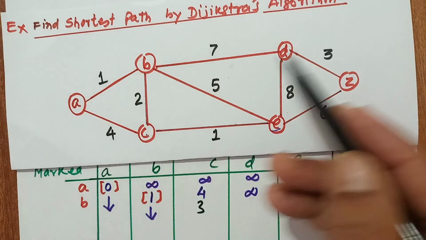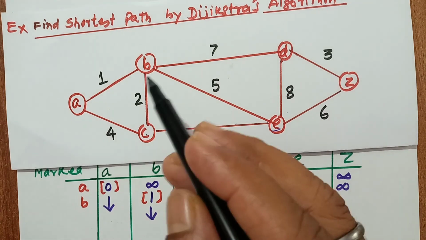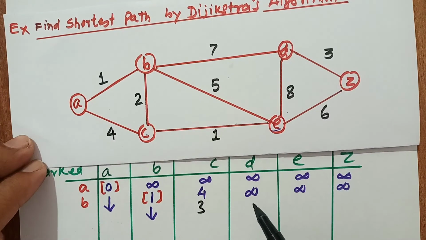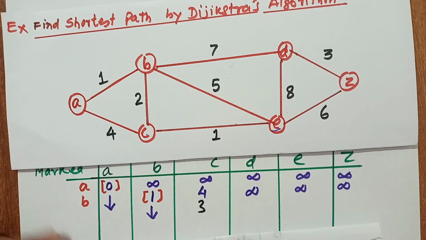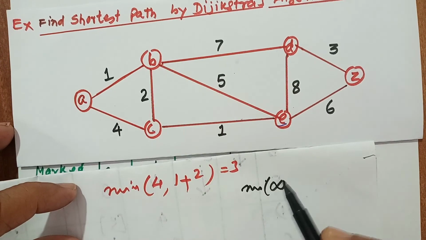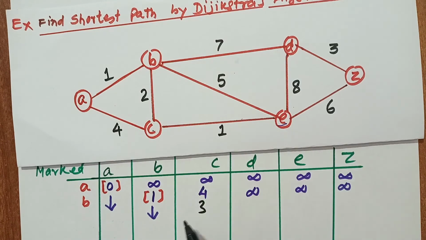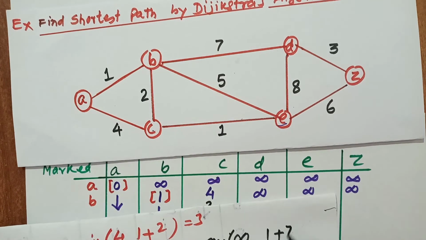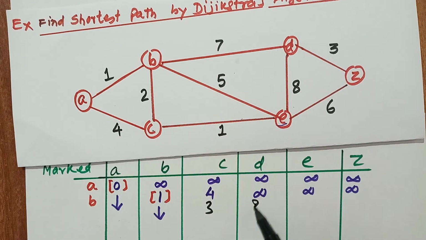Now B to D. B to D, again the formula. So what is the old value of D? So the old value of D is infinity. So infinity comma minimum of infinity comma, what is the marked value? 1. So 1 plus weight 7. So this is 8. Okay, so here 8.